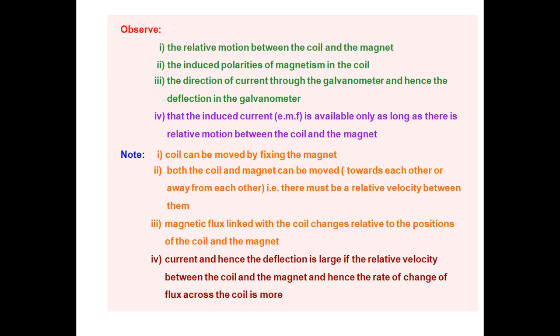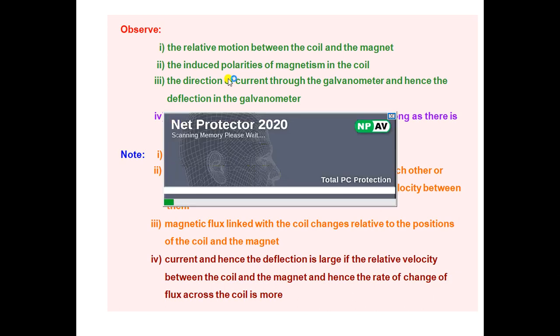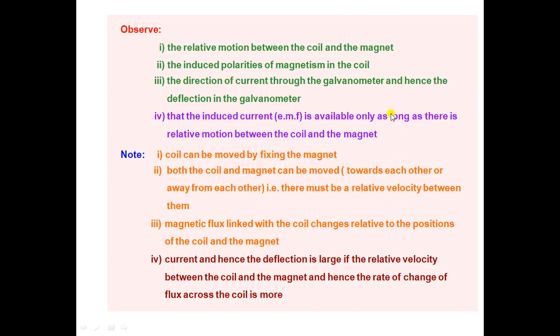So next one, the induced current and EMF are available only as long as there is a relative motion between the coil and the magnet. Then the note: the coil can be moved by fixing the magnet. So you should take the magnet fixed and the coil moved. Both the coil and magnet can be moved towards each other or away from each other. That is, there must be a relative velocity between them.